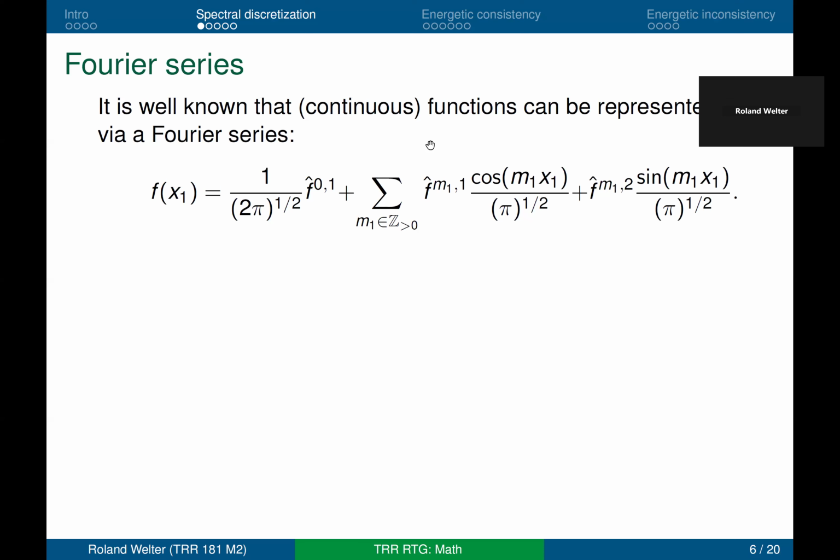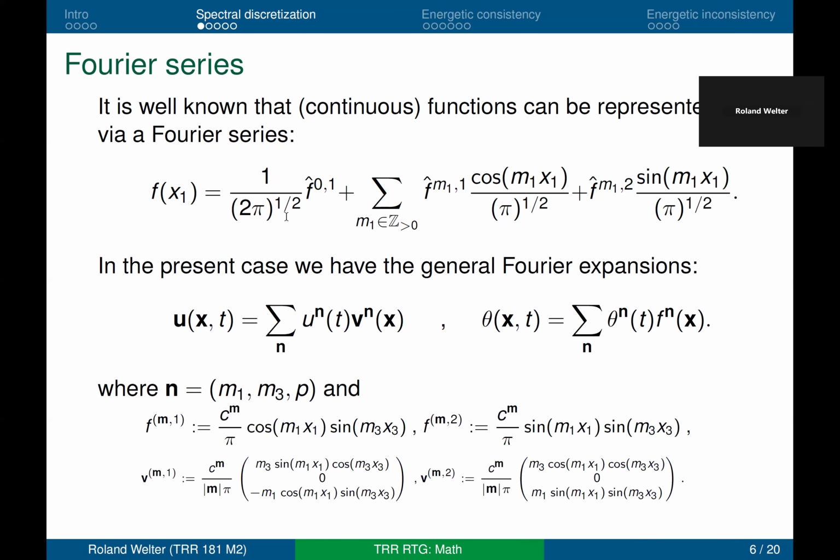So it's well known that any continuous function can be represented using an infinite series of sines and cosines. Here we sum over all possible wave numbers m, and for each m we have Fourier coefficients, one for each phase, cosine or sine. And these sinusoidal functions are normalized by these factors of pi. In our problem, we have the following general Fourier expansions.